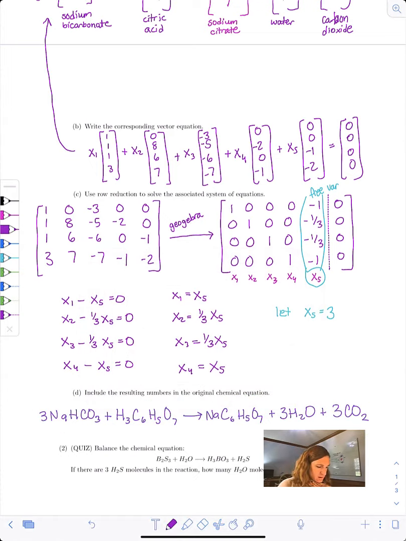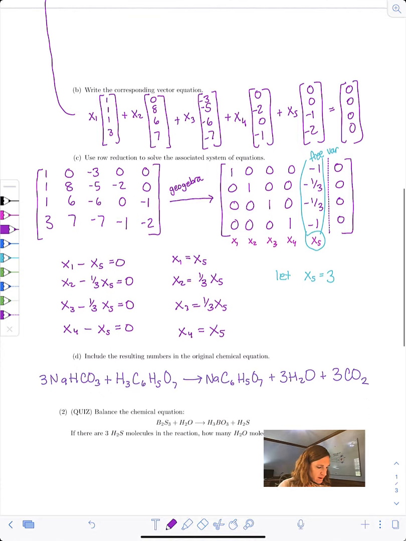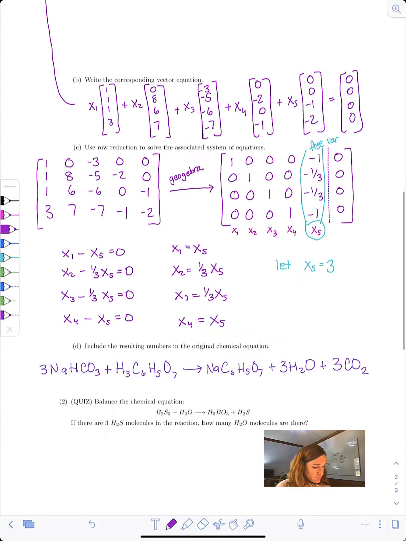So now what I want you guys to do for your last quiz is to go ahead and balance the chemical equation given here, and you're using the same process that you used before. And once you're done, you'll get a similar type of result, and we'll choose 3 to be the number of H2S molecules, and then I will be asking you how many oxygen molecules there will be.